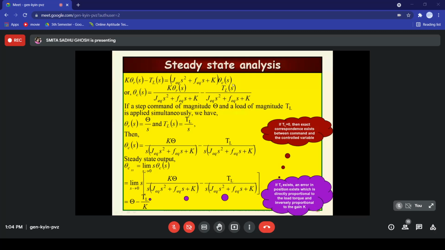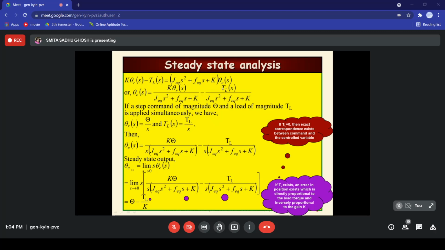So now what we are going to do is a steady state analysis, a very simple one, assuming both the input signals are steps. So as far as the input signals are concerned, what I mean is that the command or the reference input theta R is given by a step with magnitude capital theta. Again, the same symbol has been used. And the load or the disturbance torque is denoted by capital TL. You can see it's without the italics.